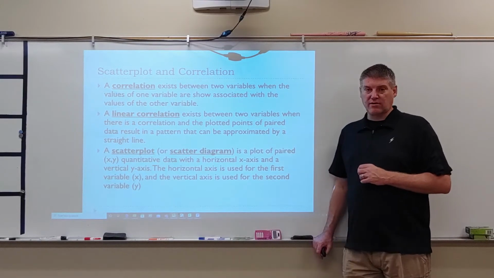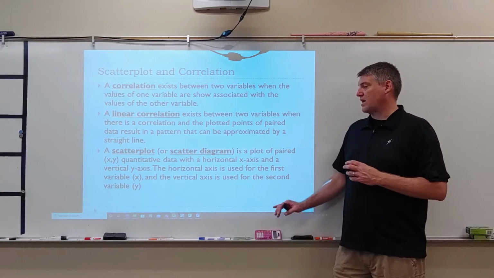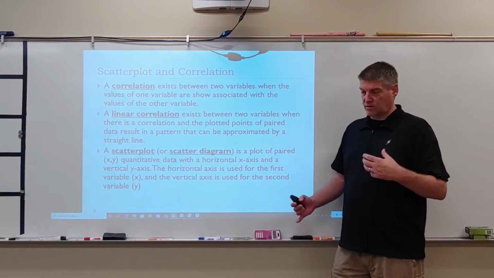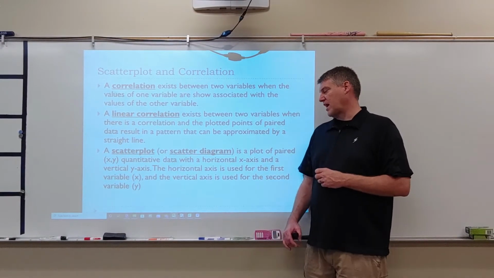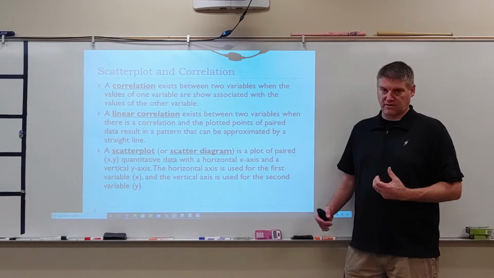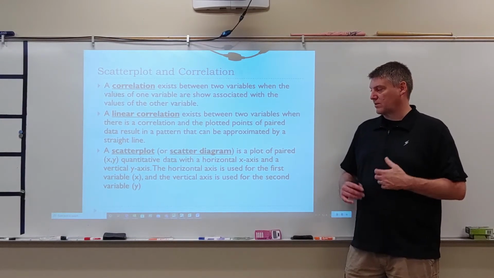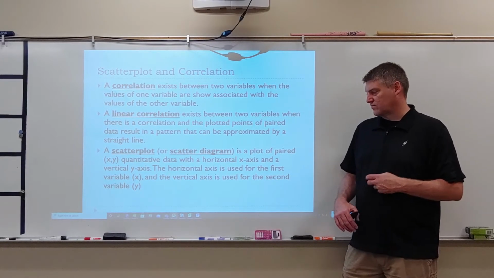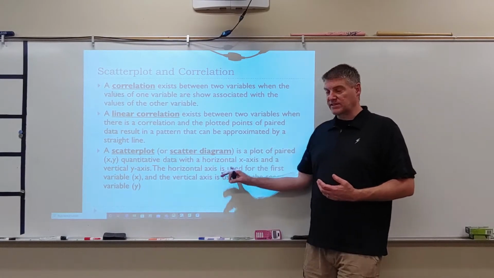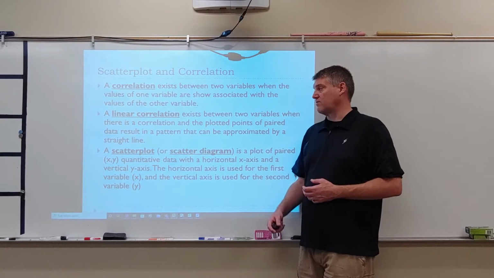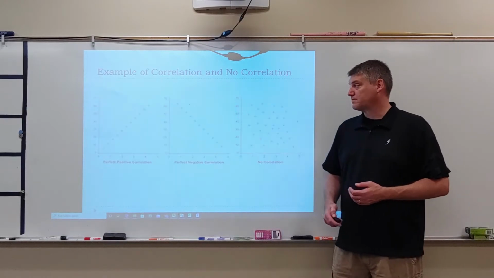A scatter plot or a scatter diagram is a plot of paired x-y coordinates, quantitative data, with a horizontal x-axis and a vertical y-axis. The horizontal axis is used for the first variable x, and the vertical axis is used for the second variable y. You guys have done a lot of scatter plots before. We've done quite a few of them.